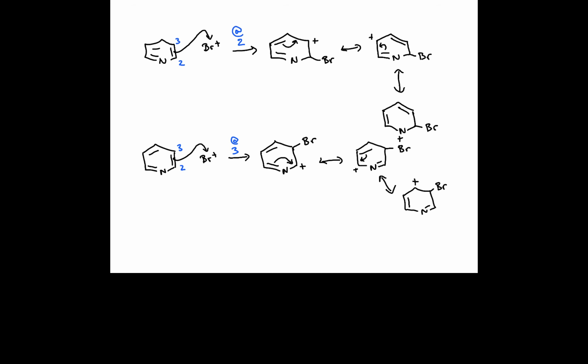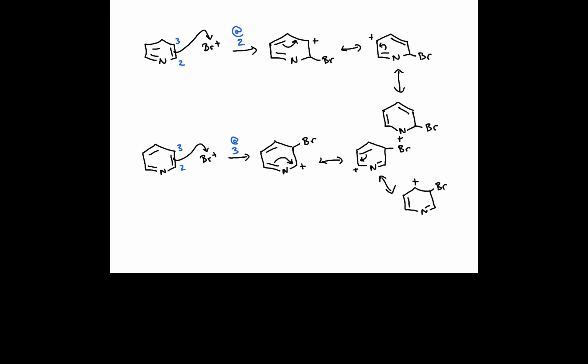Okay, so we were also able to get 3 resonance structures for addition at position 3. Now let's go through and compare these resonance structures. If you go back and remember from Chem 2300, when we had to determine what contributes best to a resonance structure, let's look at all of these.